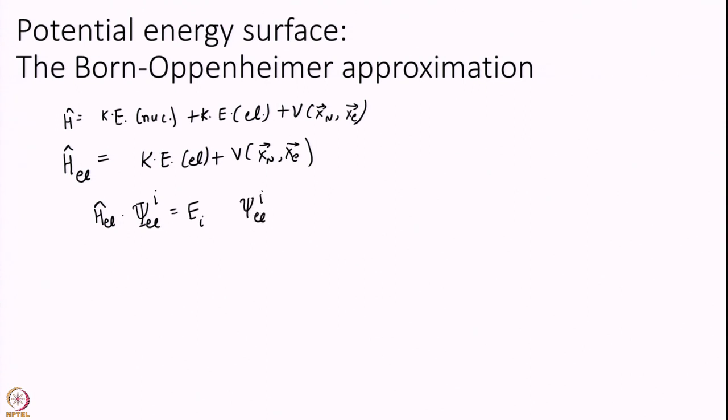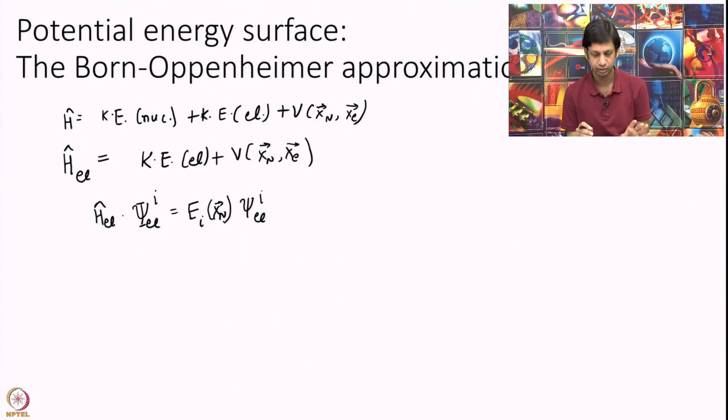And I solve this equation for a fixed value of nuclear positions. This is a tricky concept to understand, it takes time to grasp this point. So, let me repeat this. What I have done, I fix all the nuclear positions. I have an HF molecule, let us say, I clamp the hydrogen nuclei, I clamp the fluorine nuclei, fix them.